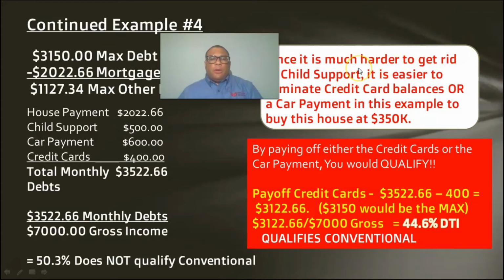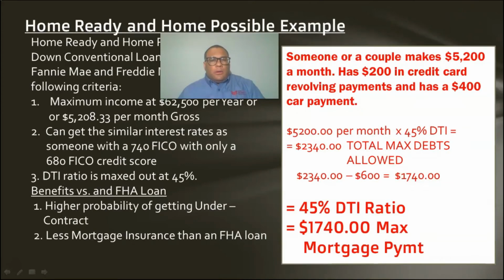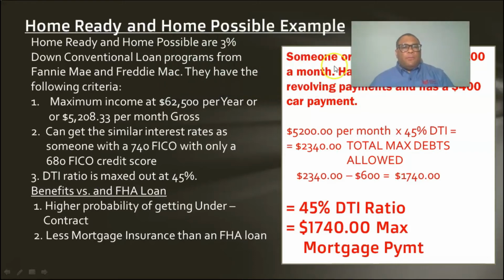So since it's much harder to get rid of child support, there are other ways you can go about it that will be easier to get rid of, to lower the debt so that you can get the debt to income ratio that you need to have. Here's an example of the Home Ready, Home Possible example.